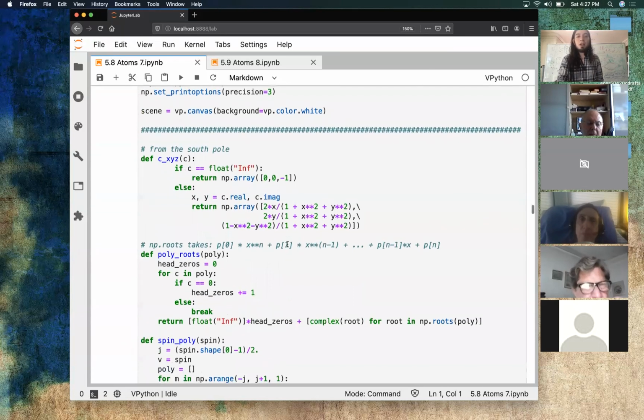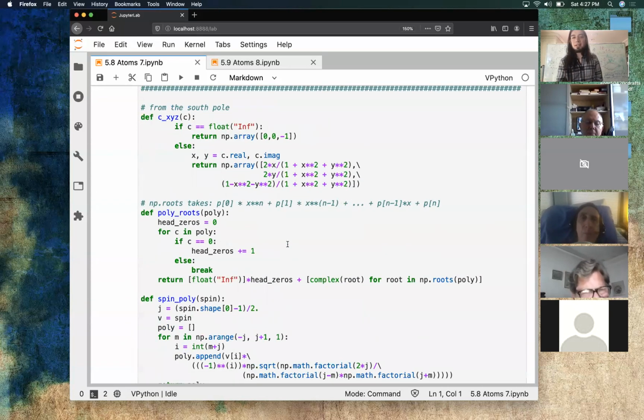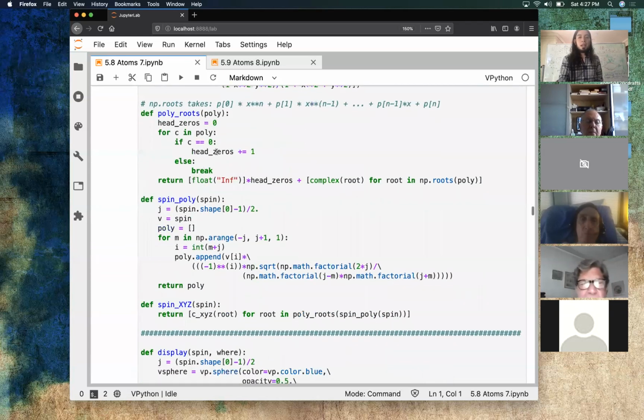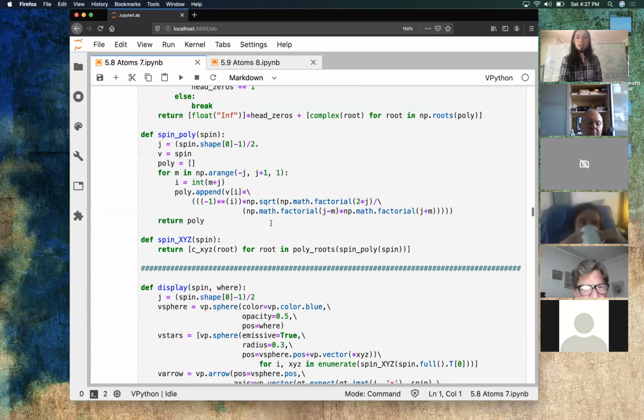So I have some Python code here which implements this. We have a little function that does our stereographic projection. We have a little function that keeps track of what we said about infinities and losing degrees. Will Python constrict around the root?